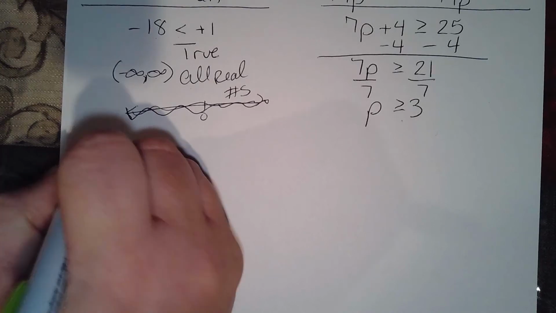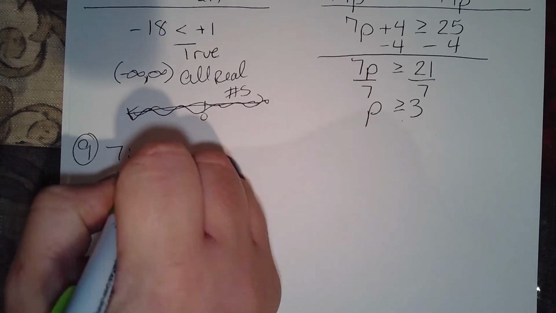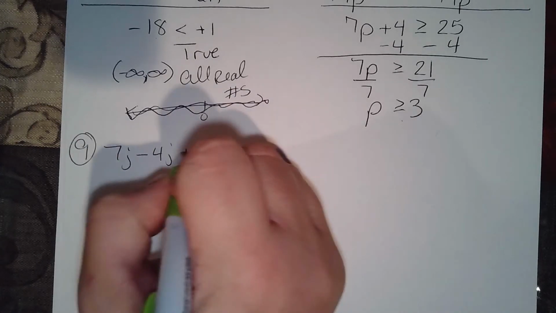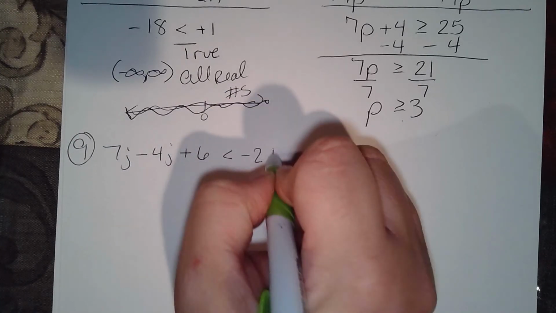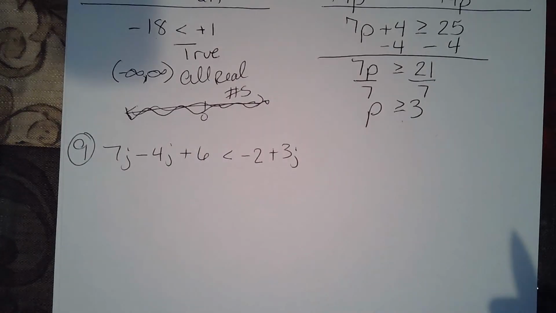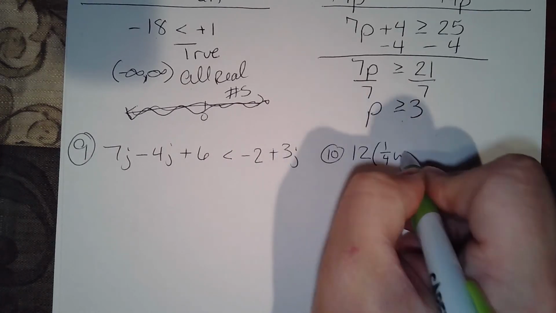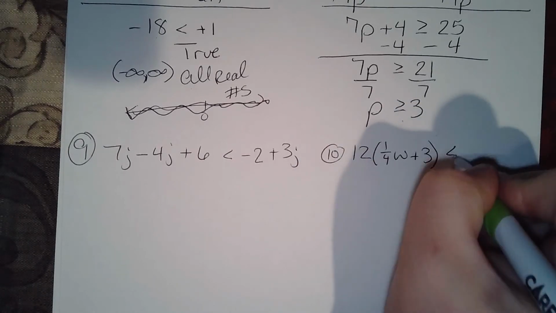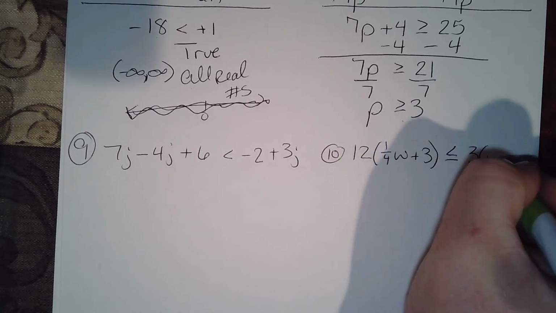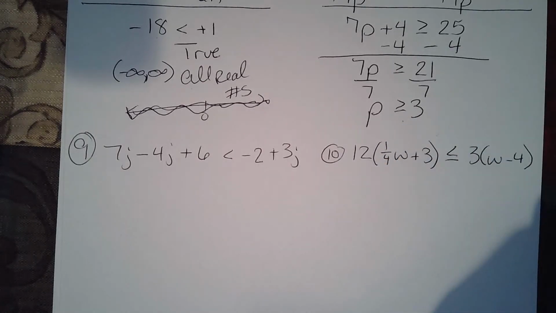9 is going to be very reminiscent of 7 and 8. So 9 is 7j minus 4j plus 6 is less than negative 2 plus 3j. I know my j's look kind of like semicolons, but they're basically j's. Number 10 is going to be 12 times (1/4 w plus 3) is less than or equal to 3 times (w minus 4). Now, on this particular one, do not clear the fraction, because when you multiply a fourth times 12, that's the same as saying 12 divided by 4. So you'll get the gist when you work it out. All right, good luck.